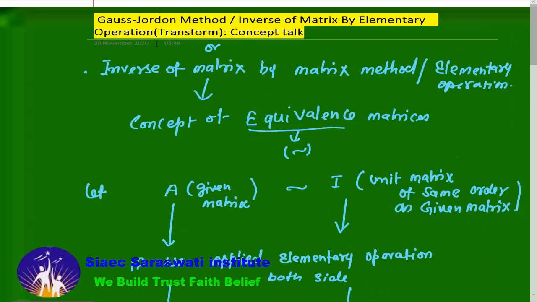So as you know, in this matrix, again I am repeating, the Gauss method, Gauss Jordan method and inverse matrix of elementary operations. So concept talk मैंने पहले किया था इसमें फर्स्ट पार्ट में. So inverse of the matrix method or elementary operations. The concept is basically the equivalence matrix पे काम करता है और इसका ये symbol होता है. So this is the symbol of the equivalence.